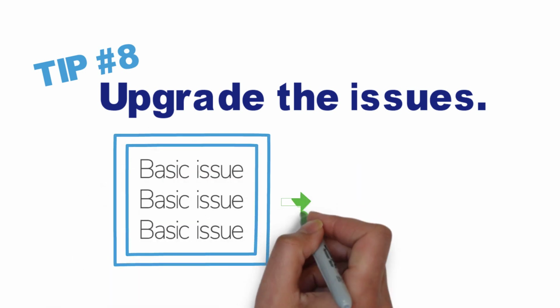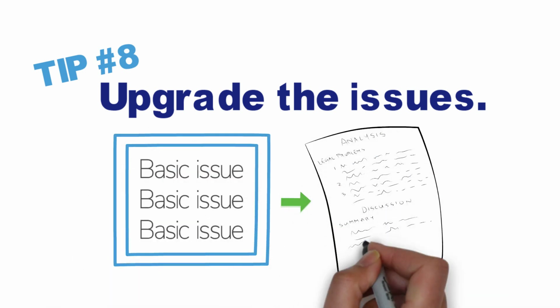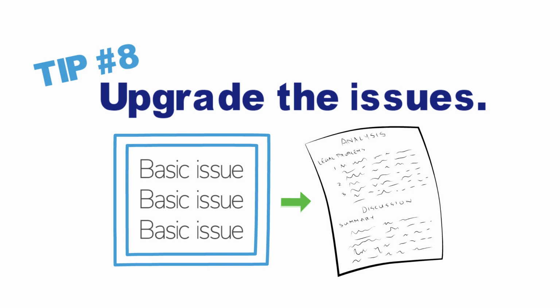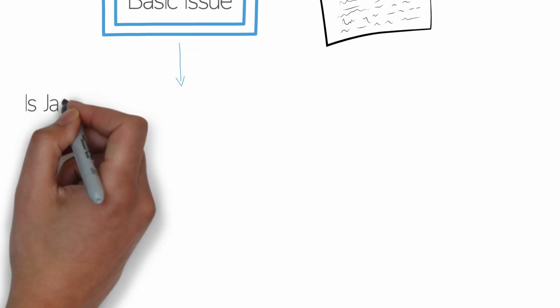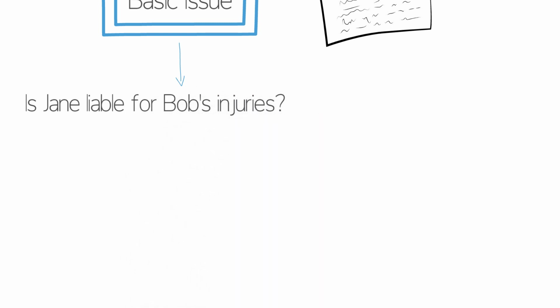Upgrade them. Issue statements in point sheets are normally more detailed and helpful than issue statements in the questions. Your issue statements should be similar in caliber and quantity to those in the point sheets. Study point sheets carefully. For example, don't just say, "Is Jane liable for Bob's injuries?" even if the question puts it in such basic terms.